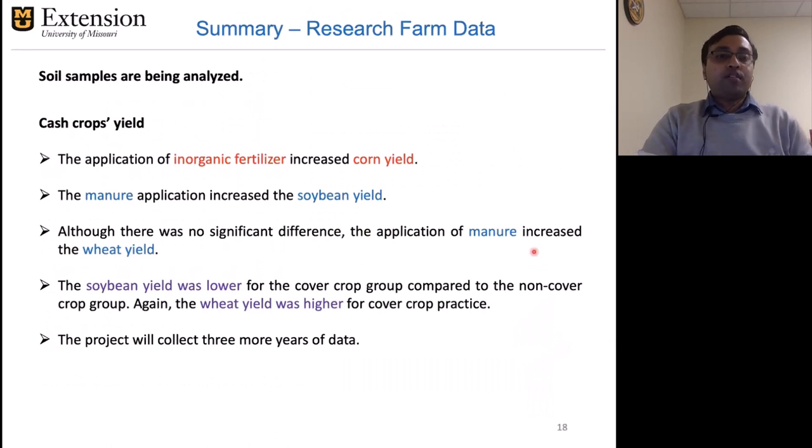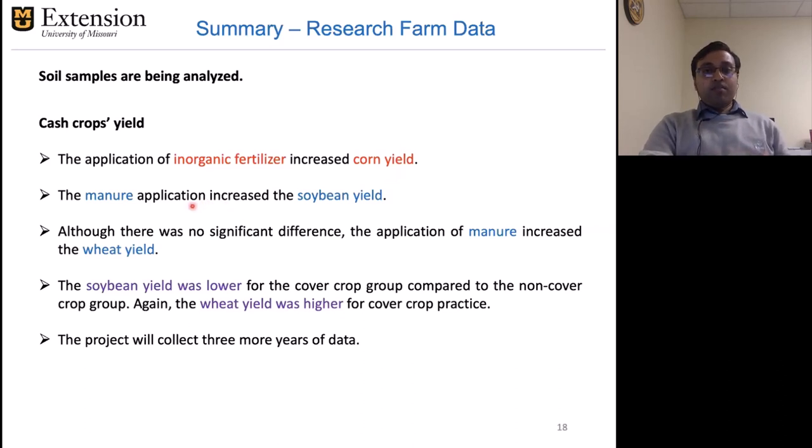Now I'll share some results. Soil samples from the university farm have been collected and are being analyzed at the Soil Health Assessment Center. But we have some cash crop yields to share with you. Here, the first one is that inorganic fertilizer increased the corn yield. I told you we have three cash crops: corn, soybean, and wheat.